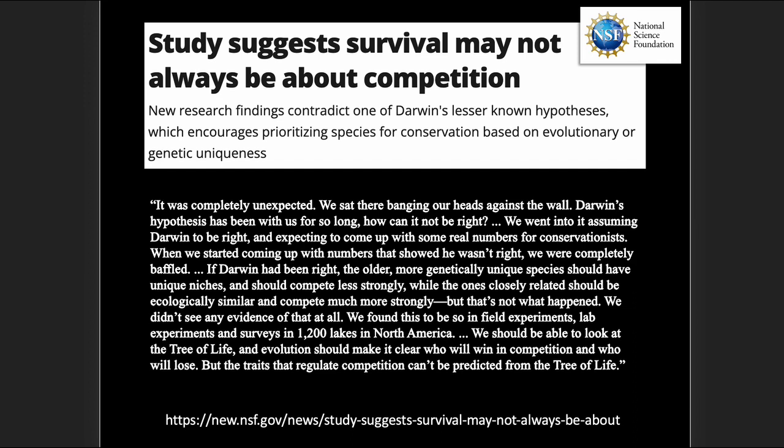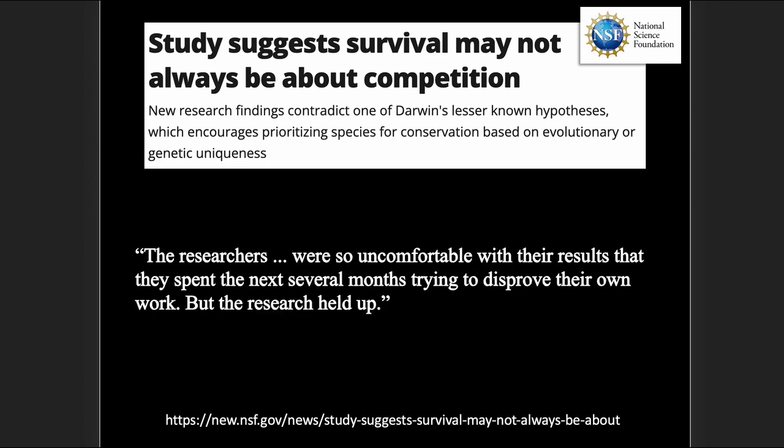We found this to be so in field experiments, lab experiments, and surveys in 1,200 lakes in North America. We should be able to look at the tree of life, and evolution should make it clear who will win in competition and who will lose. But the traits that regulate competition can't be predicted from the tree of life." Skipping down, the researchers were so uncomfortable with their results that they spent the next several months trying to disprove their own work, but the research held up.